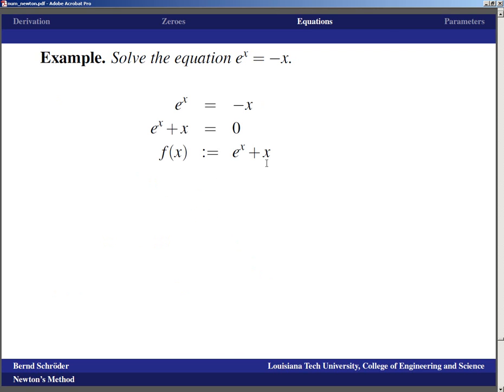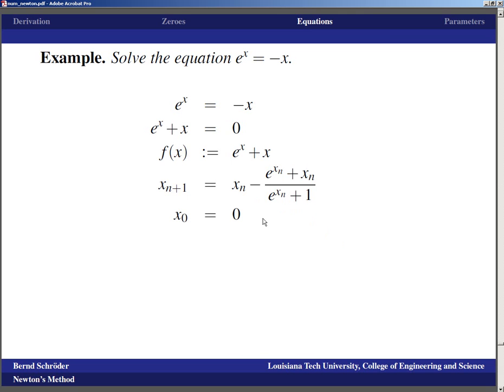The derivative would be e to the x plus 1. And that means that the recurrence relation is that the next number, xn plus 1, is generated from the previous number, which is xn, by taking xn minus e to the xn plus xn divided by e to the xn plus 1, right? Function divided by the derivative.